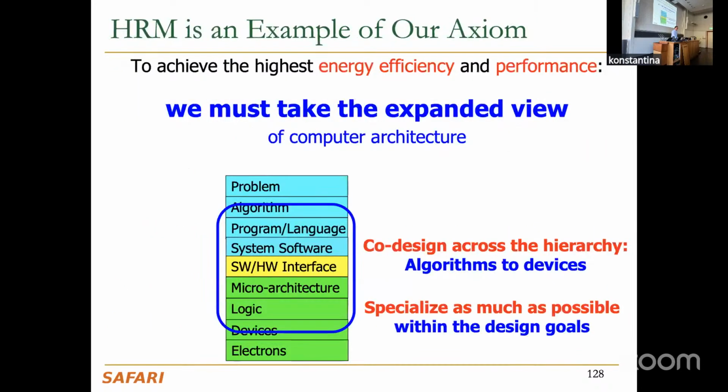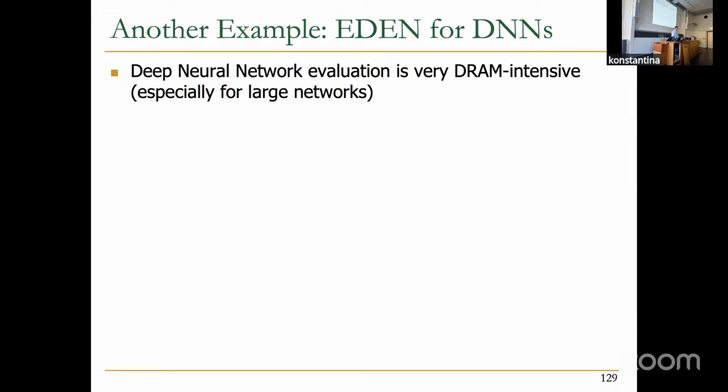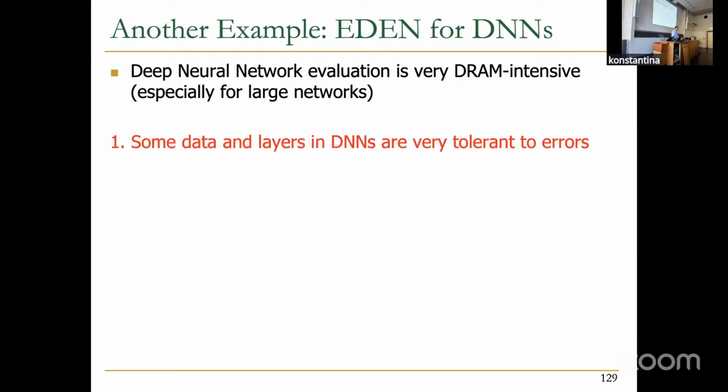Okay, let's see. We talked about HRM. That's an example. Let me give you another example. This is also customizing memory to the different types of data that you have in neural networks, in this particular case. Again, this is an example from our own work. And clearly, deep neural networks are popular. They're also expensive, especially for large networks. And we're going to see more and more of this later on.